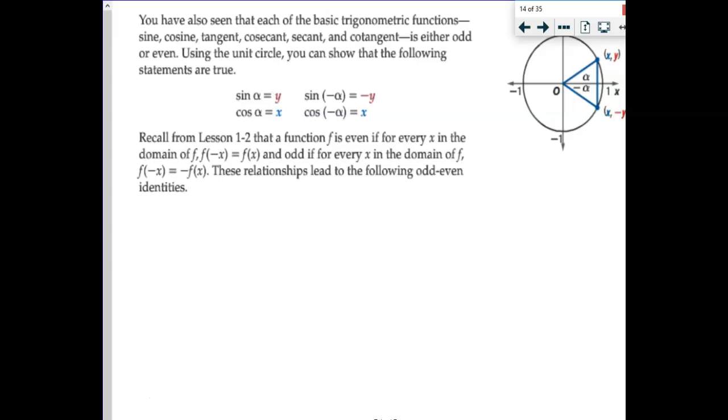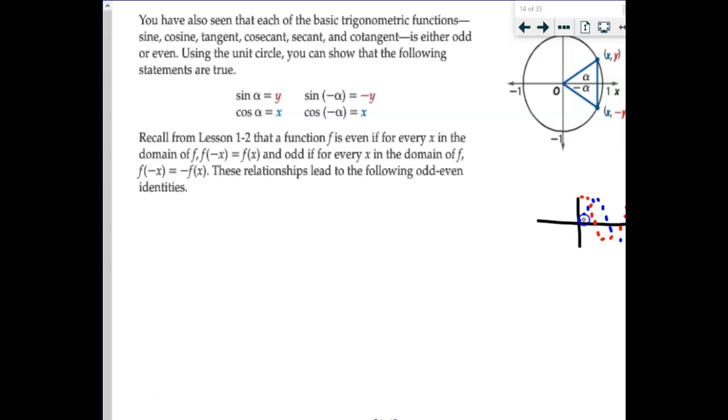Do you guys remember which one was even and odd when we talked about sine and cosine? So, you think about sine, it looks like this, right? And cosine looks kind of like that. Do you remember which is even and odd? Sine is, what do you think, Piper?